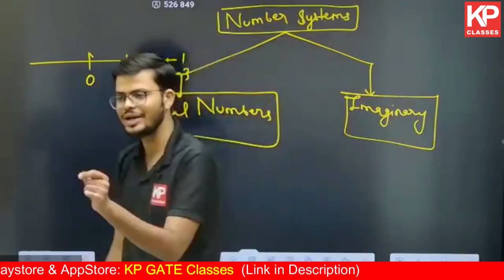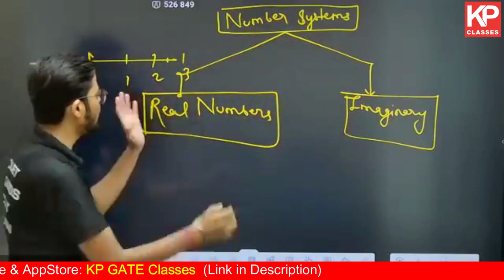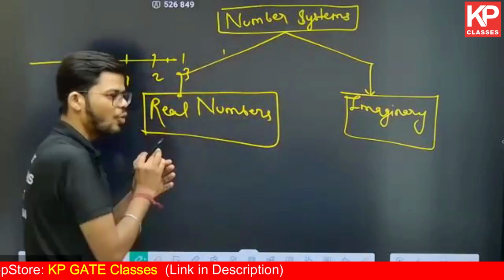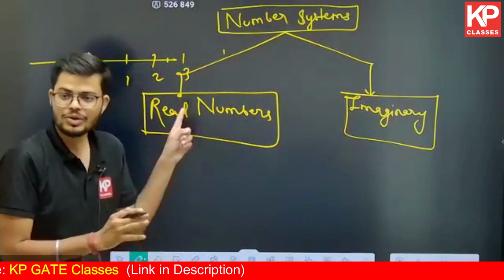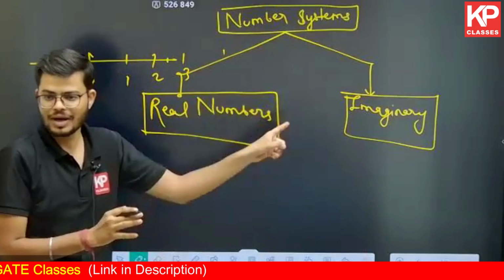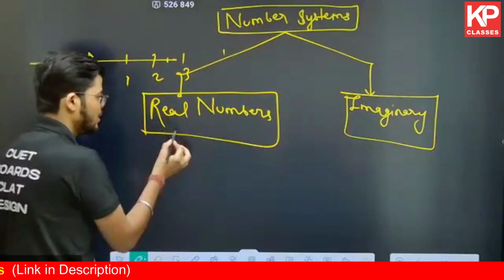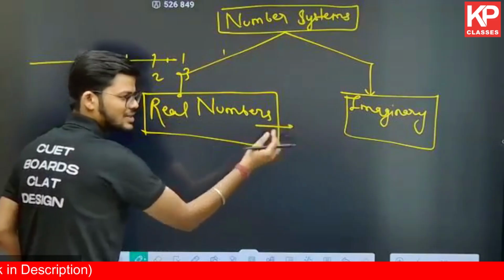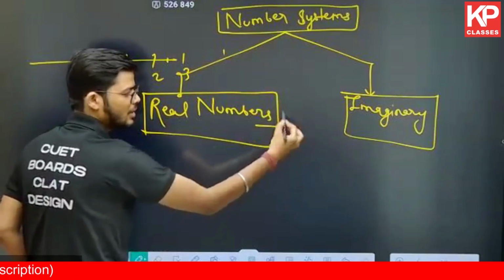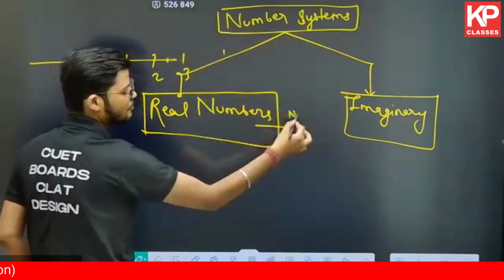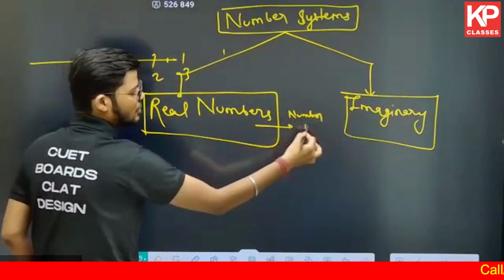Now, if I say 3.9721, you know that it will be somewhere between 3 and 4. So all these numbers which can be denoted on the number line are called what? These are called the real numbers, right? So you can make a short note like this: these are those numbers which can be denoted on the number line.